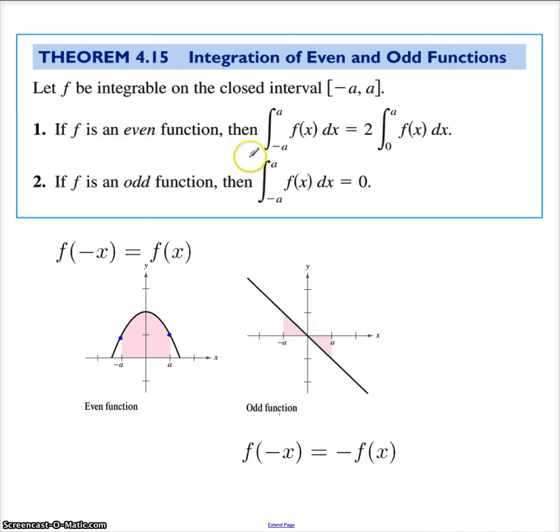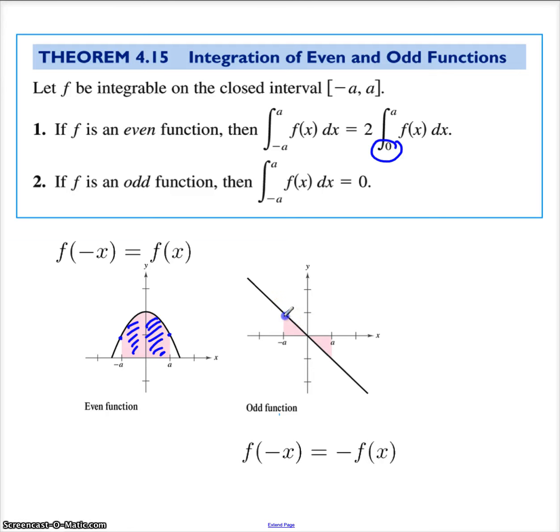But if I integrate from negative a to positive a of f of x dx, that is the exact same as integrating from 0 to a of f of x. Why? Because this area is equal to this area. And we all know that having a lower limit of integration of 0 is a lot easier than pretty much any other number to evaluate.